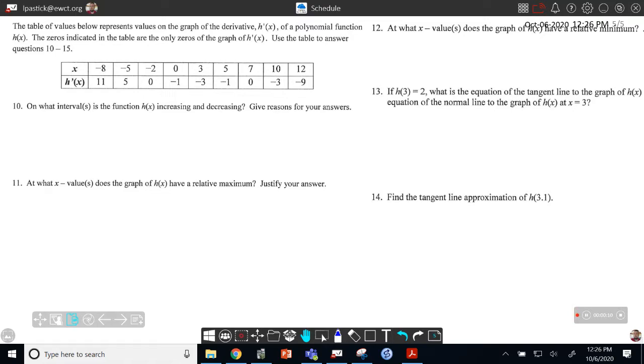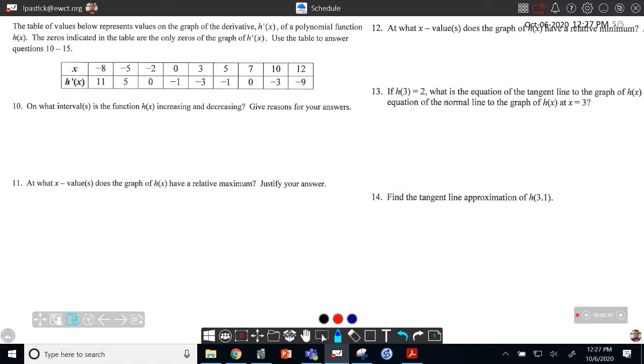This video connects the original function to the derivative, focusing on the tangent line approximation of the original function. In this example, we're looking at a table of values that represents values on the graph of the derivative h prime of x of the polynomial function h of x. So this is the derivative of a polynomial. The zeros indicated in the table are the only zeros of the graph h prime of x. And we want to use the table to answer the questions below.